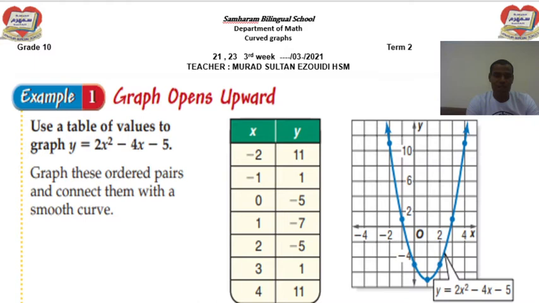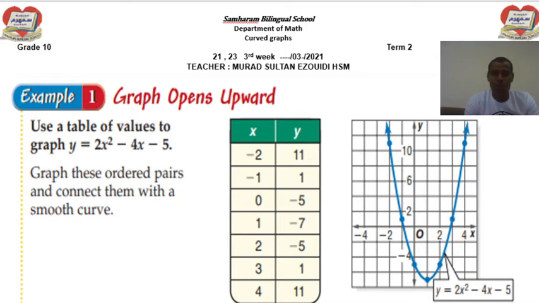Okay, now just connect these points. Graph these ordered pairs and connect them with a smooth curve. This is the ordered pair minus 1, minus 6. This is the y-axis, this is the x-axis, then at 0 it will be minus 1. When x equals 1, y equals 2. This is the second point. When x equals 2, okay, y equals 3. This one is the turning point or the maximum point.